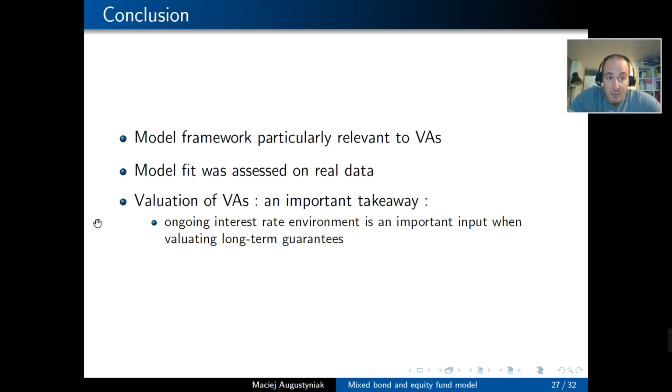And finally, we've assessed the performance of our model on some real data. We fit the model on some real data, and with these fitted models, we applied it to the valuation of variable annuities, and we had a very important takeaway, which was that the ongoing interest rate environment is a very important input to take into consideration when valuing long-term guarantees.